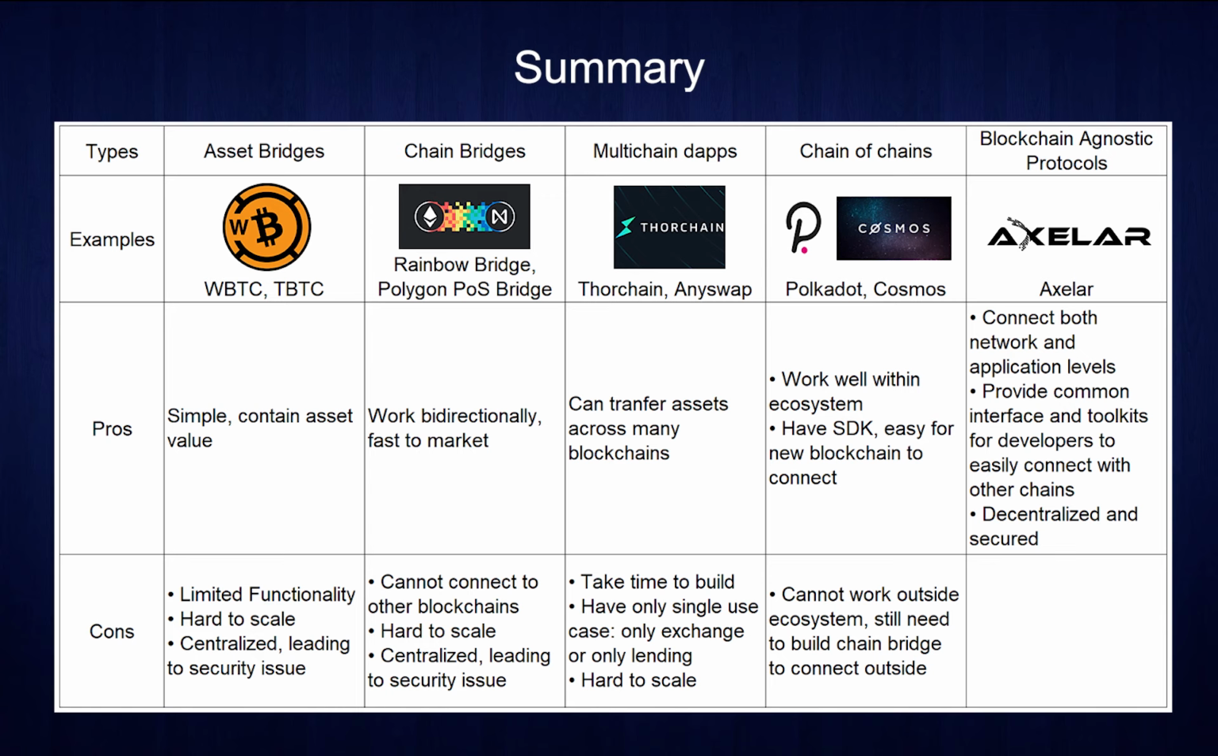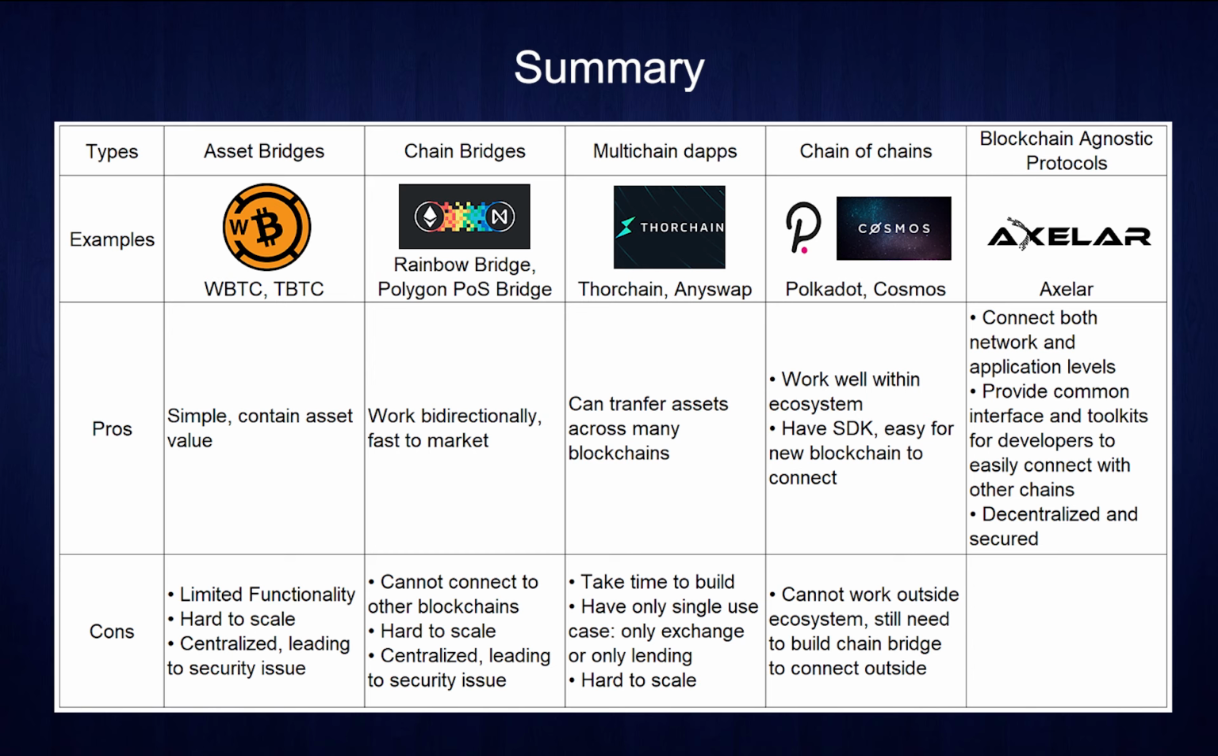The third solution is multi-chain dapps like Thorchain and AnySwap. Multi-chain dapps help users transfer assets across many chains. But these dapps take a long time to build. Thorchain alone takes many years to engineer and it cannot scale to other use cases. The fourth, chain of chains. Chain of chains like Polkadot and Cosmos aim to solve for interoperability by creating an ecosystem that connects many chains together. It works well within its ecosystem. But connecting to others is left to other technologies.